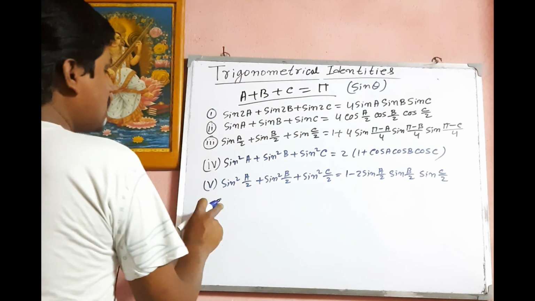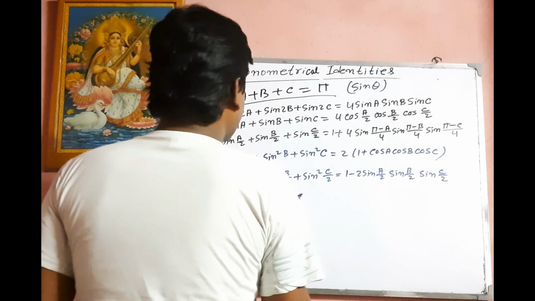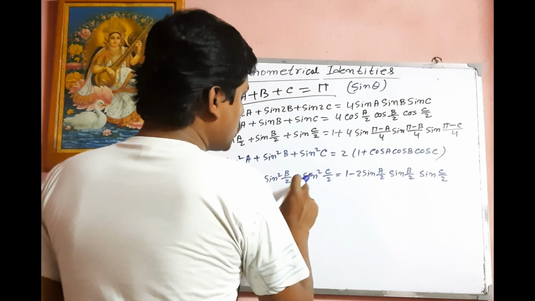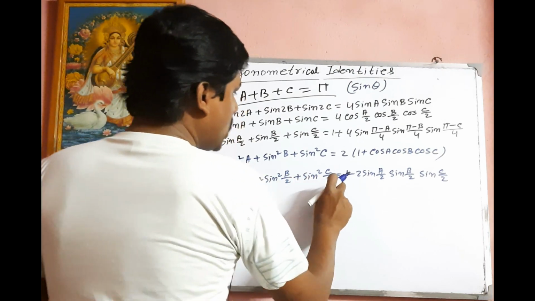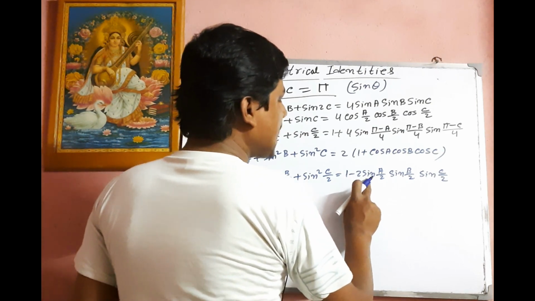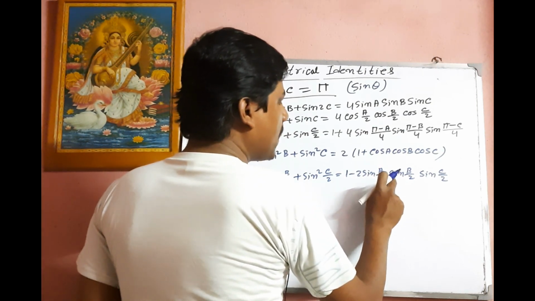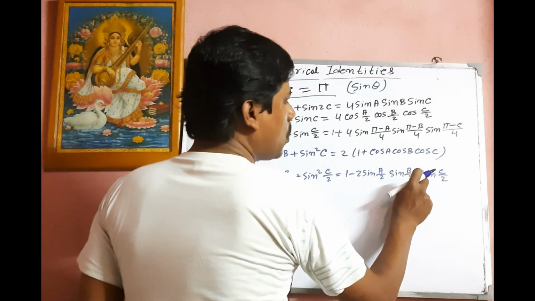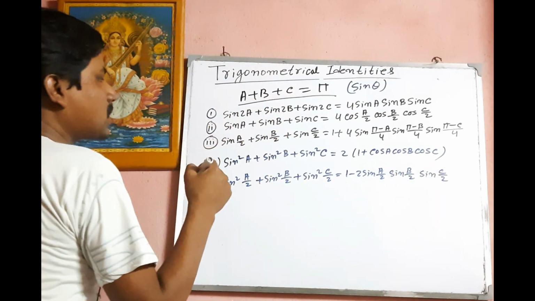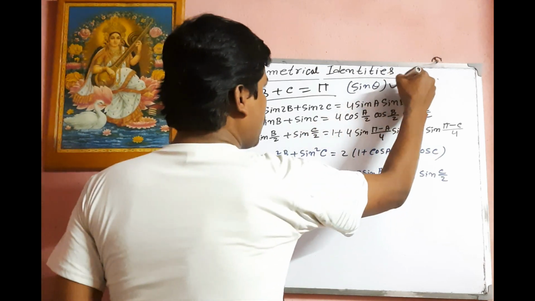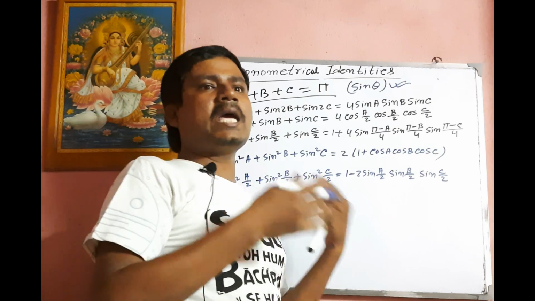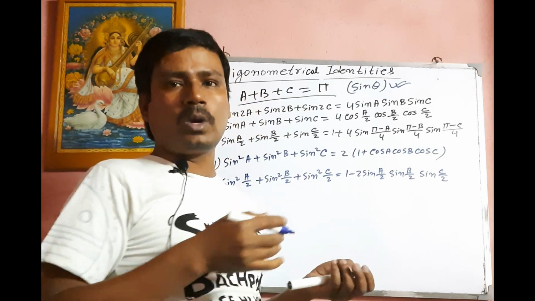And the last formula of this section is sin square a by 2 plus sin square b by 2 plus sin square c by 2 is equal to 1 minus 2 times sin a by 2 multiplied by sin b by 2 multiplied by sin c by 2. This is the first kind of formula, the sin type formula, these 5. And now we move to the next type, that is the cos type formula.